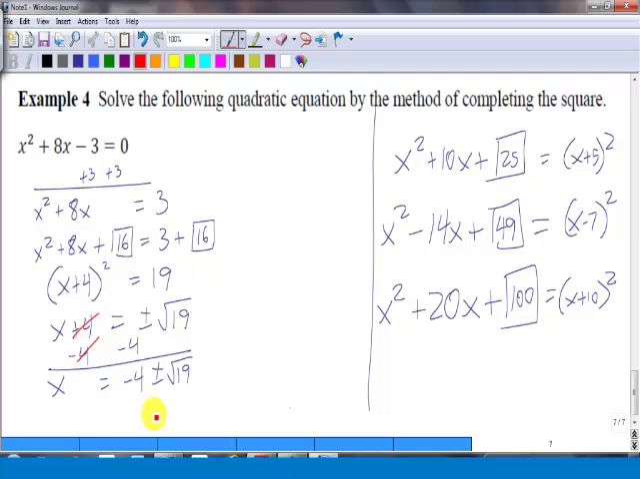So I'll go ahead and write negative 4 plus the square root of 19, negative 4 minus the square root of 19. This is no doubt what it's looking for in this particular example, but you'd want to be able, if called upon to do so, to punch these into your calculator and come up with decimal approximations rounded to the nearest 10th, 100th, 1000th, however many decimal places it asks for.